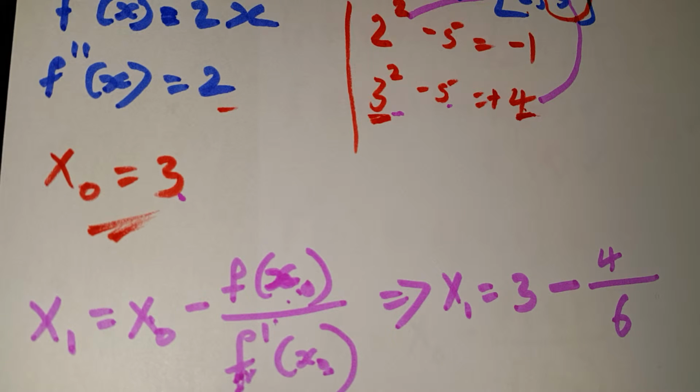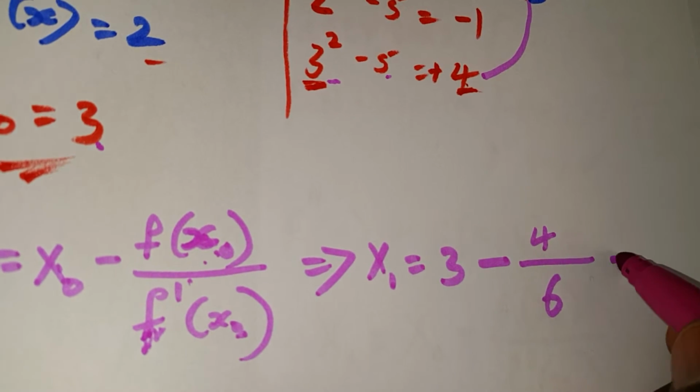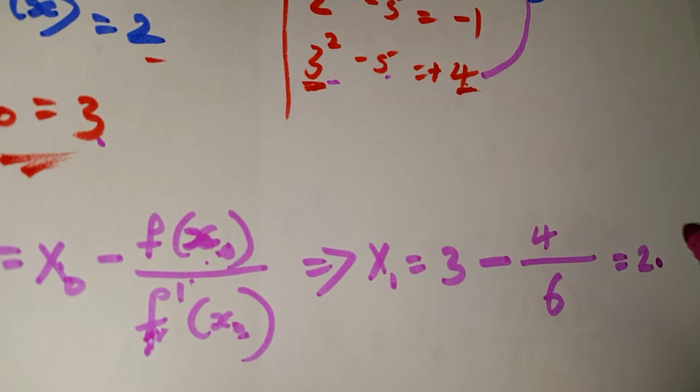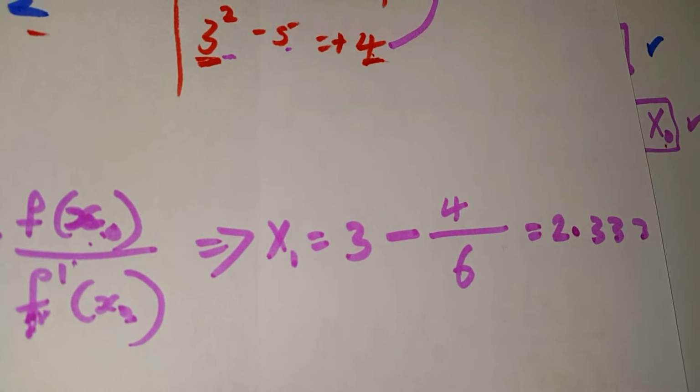Okay, so from here, let's just use our calculator to find 3 minus 4 over 6. Okay, from here we found out that our x1 is 2.3333.